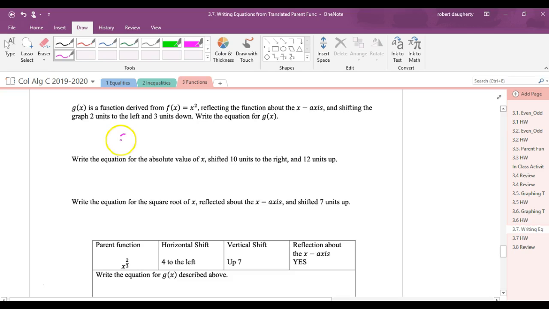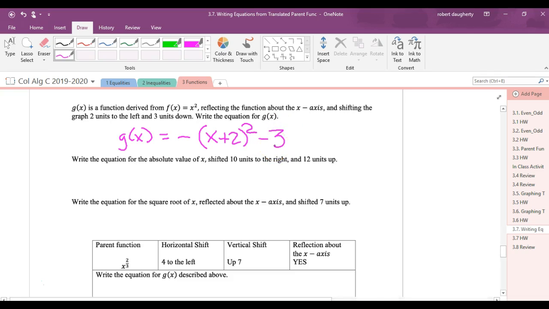Write the equation for g of x. So g of x equals. When I look at that sentence, the first thing I look for is reflections. Has it been reflected? Yeah, so what's the next thing I'm going to write? A negative sign. Did it move left or right? It moved 2 to the left. So how do I reflect that it moves to the left? x plus 2. And this is based on x squared, so this is a squared. And then how do I reflect that it went 3 units down? Minus 3 on the tail end of this.